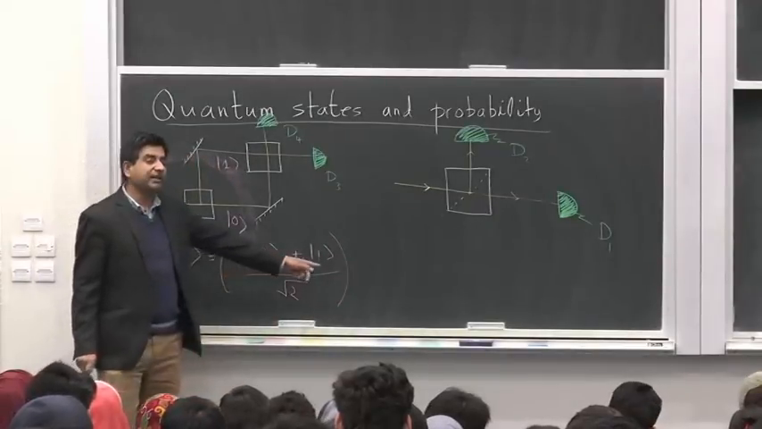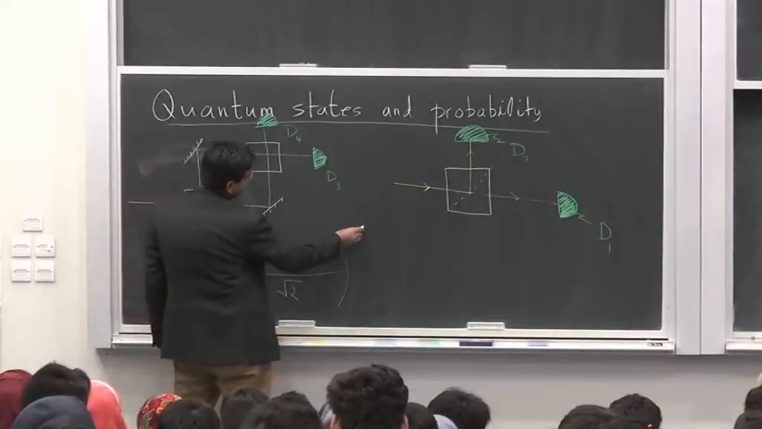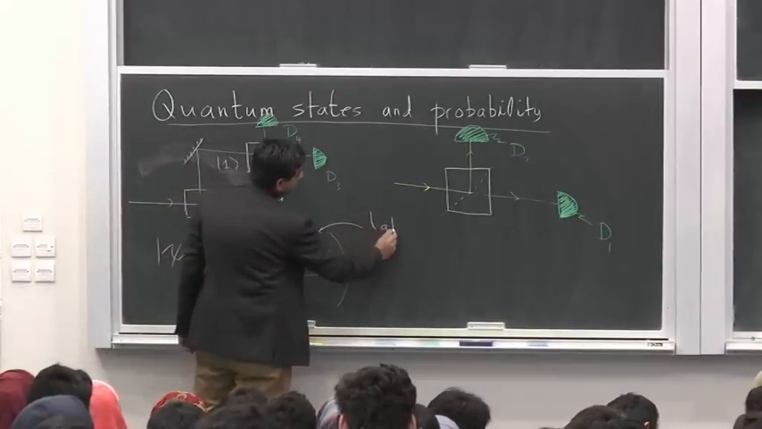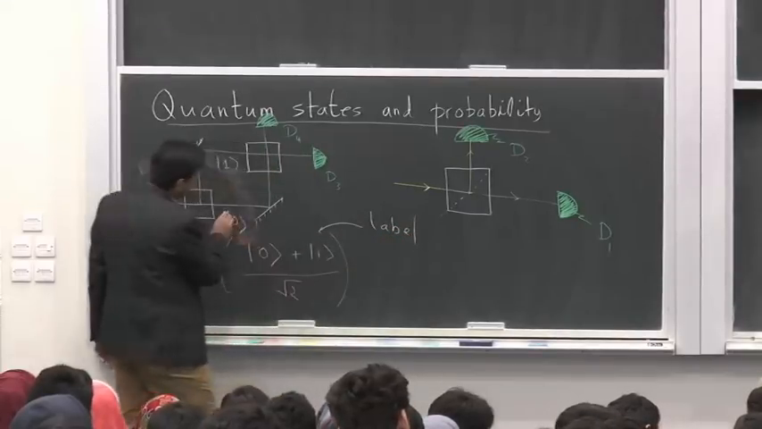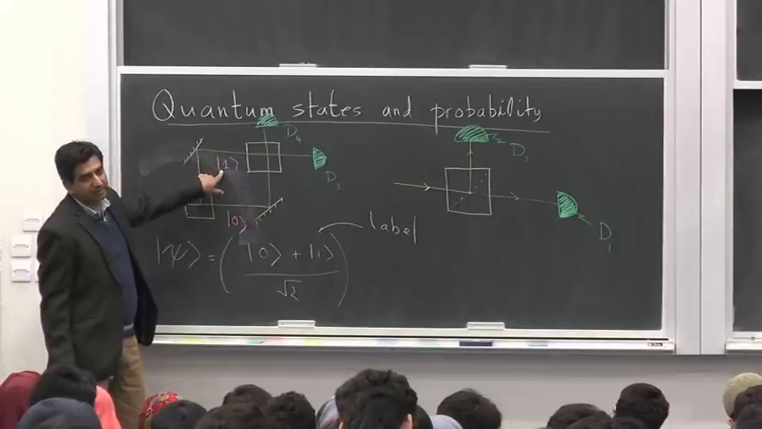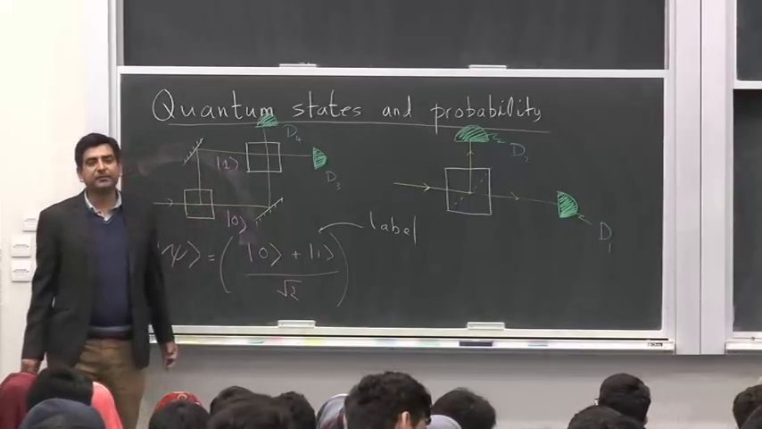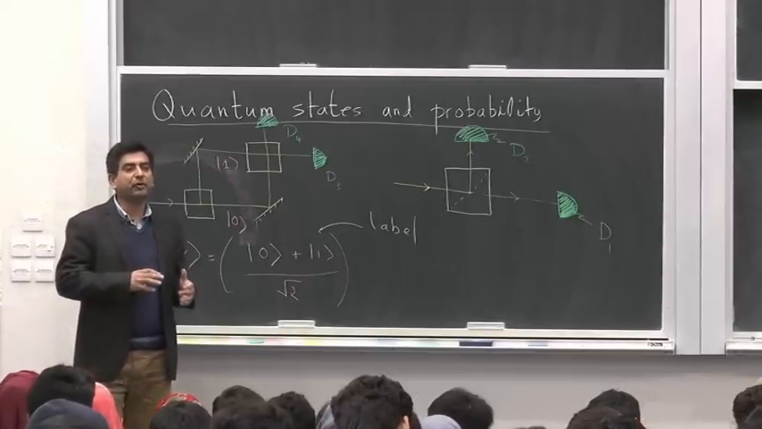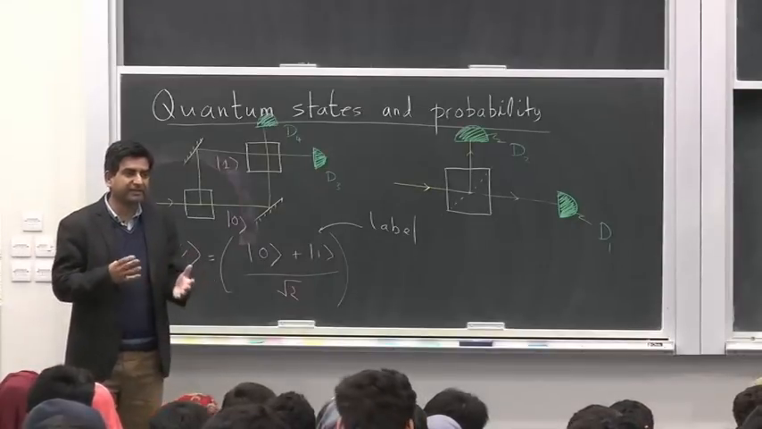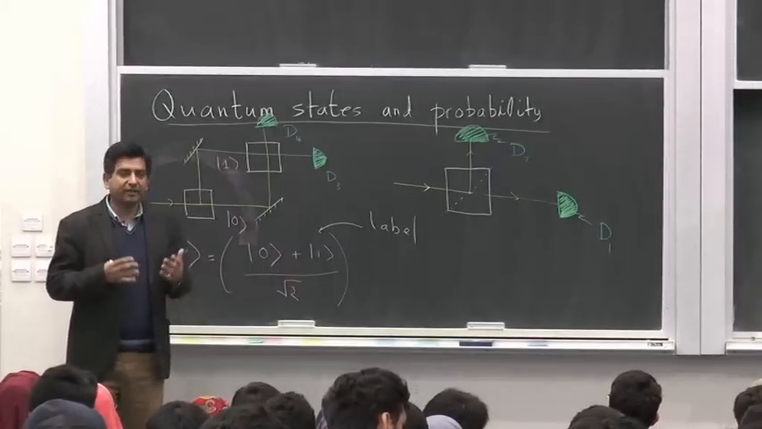Now these states are labels, all right? Let me use the word label here. This path has been labeled 0, and this path has been labeled 1. Now, why have I labeled them 0 and 1? Because generally, when we talk about information in a classical computer, we have zeros and ones. We have an on state and an off state.